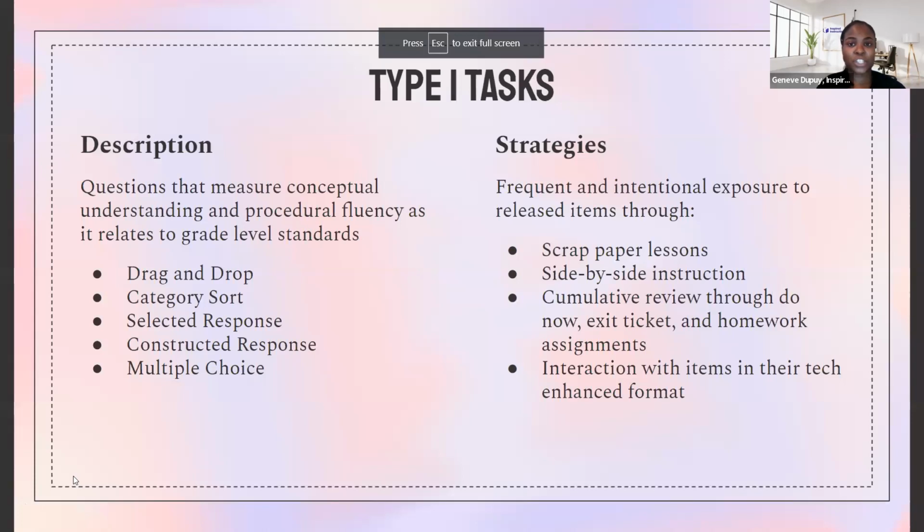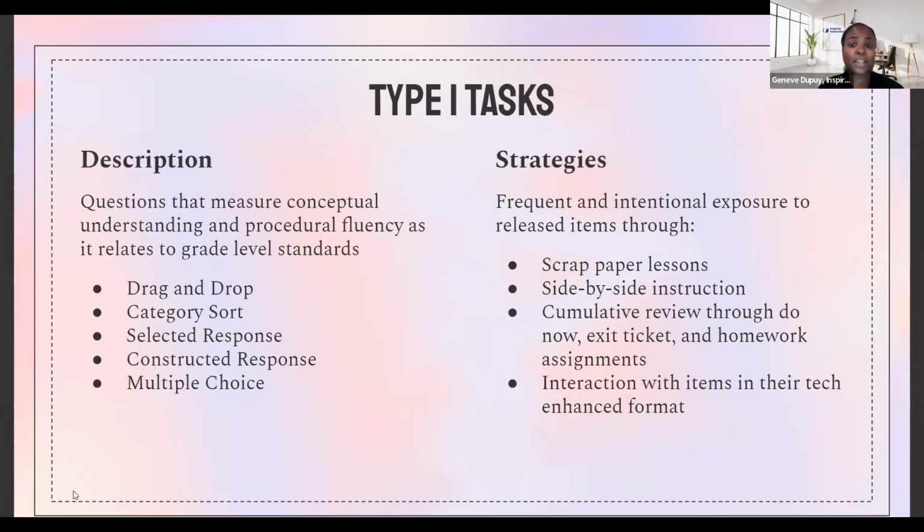So the type 1 questions that address procedural fluency, they can come in a variety of ways. Students aren't just doing your standard multiple choice. They will be doing category sort problems. They will be doing selected response problems where there are multiple correct answers, and they have to choose all of the correct ones and none of the incorrect ones to get the credit. And they'll also be doing those constructed response problems with the equation editors that I showed you.